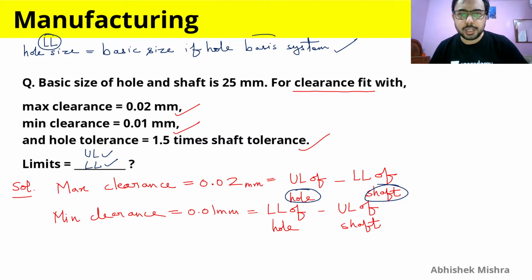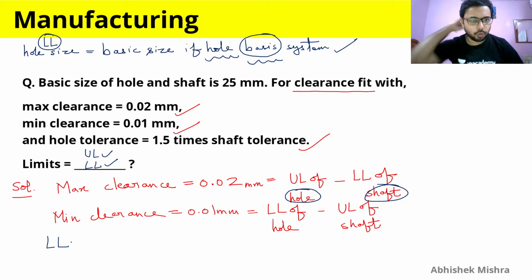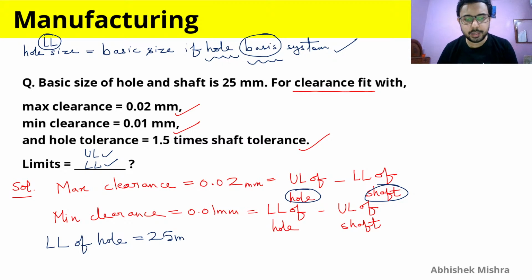So if in the question you are getting this term hole basis, then just take the lower limit of hole as the basic size, and by default we are taking this only. And if the question is given with shaft basis system, then take the upper limit of shaft as the basic size. Okay, so now we know that in the question we are considering hole basis by default, so the lower limit of hole will be the basic size of hole, that is 25 mm.